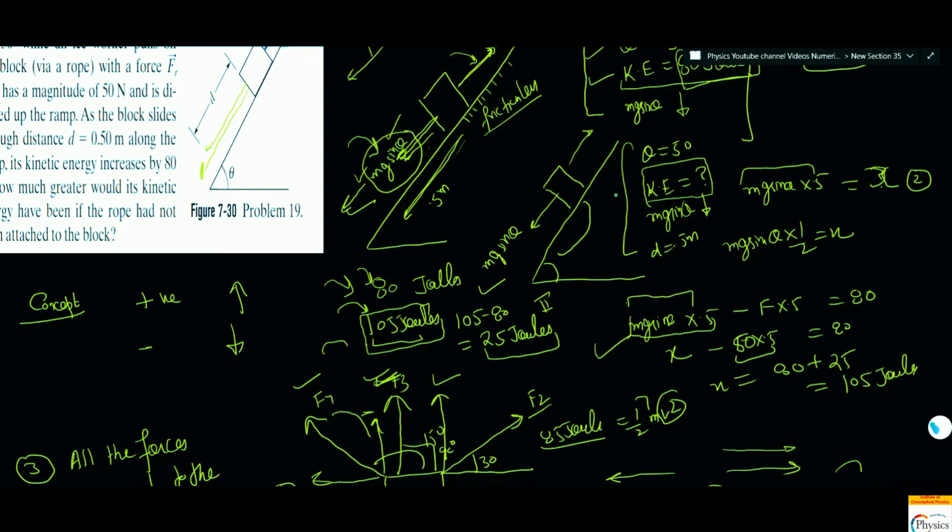So this is a precise answer. Obviously, we're doing a lot of qualitative discussion, but let's not get distracted by those. The focus is reading the question very carefully. They're not asking you to find the new kinetic energy. They're asking you to calculate how much greater its kinetic energy would have been if the rope had not been attached to the block. So reading the question is very important, and a lot of students miss the point because they did not read the question.